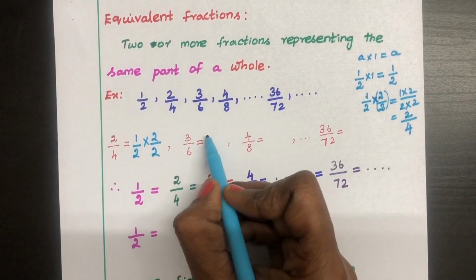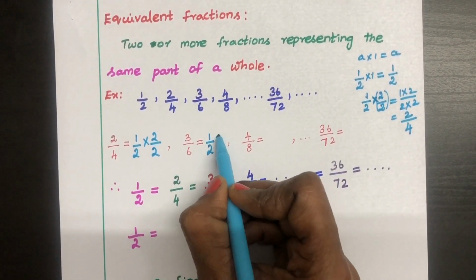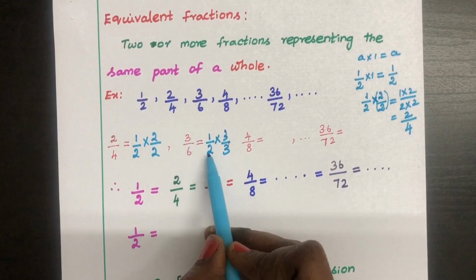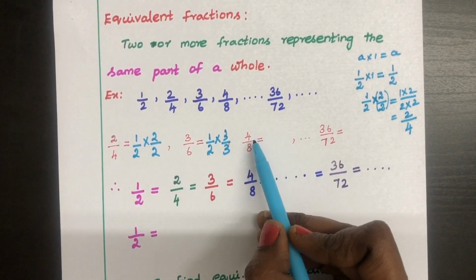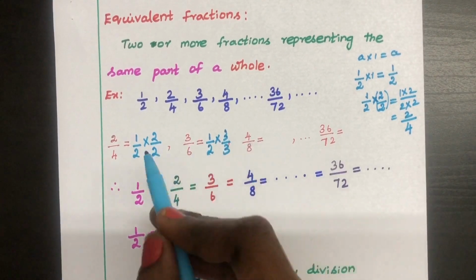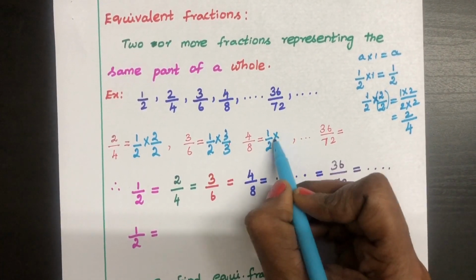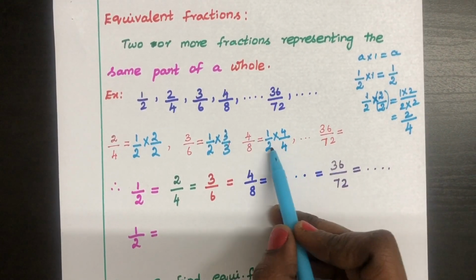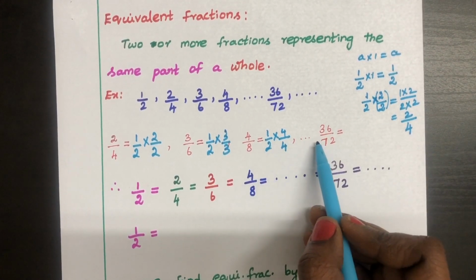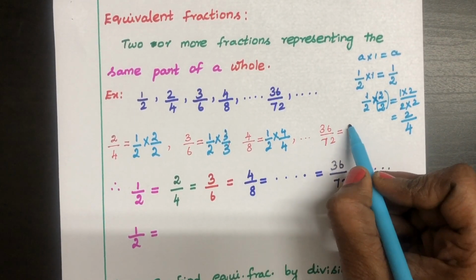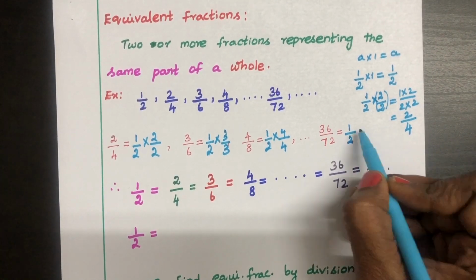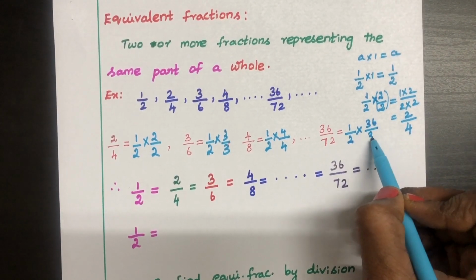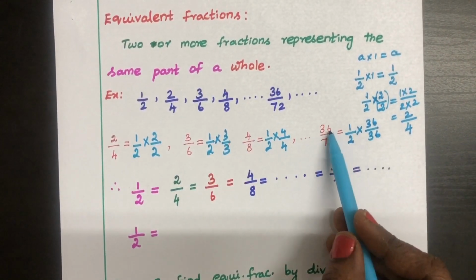Now 3 by 6. From 1 by 2 we can get 3 by 6. See here, 3 divided by 3. So 1 into 3 is 3, and 2 into 3 is 6. Now 4 by 8. How will we get 4 by 8 from 1 by 2? 1 by 2 into 4 by 4. So 4 into 1 is 4, 4 into 2 is 8. In a similar way, we can get all these numbers. See here, 1 by 2 into 36 divided by 36 gives you 36 by 72.